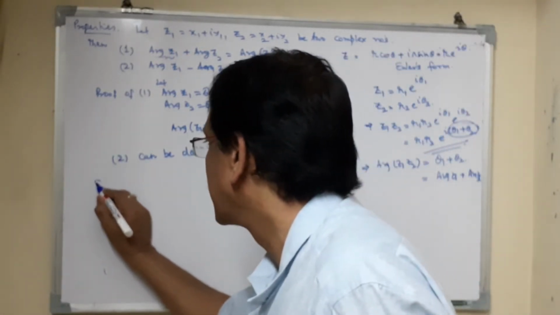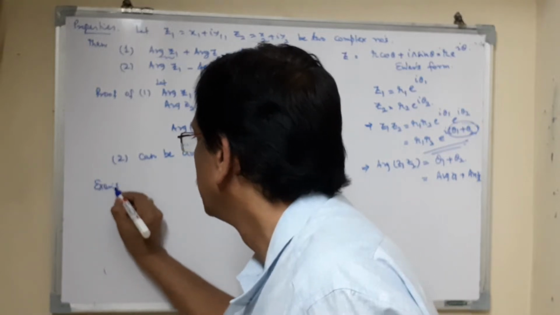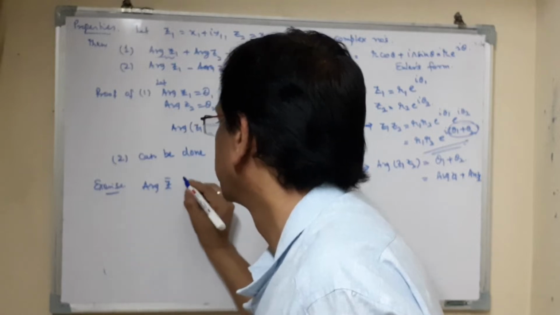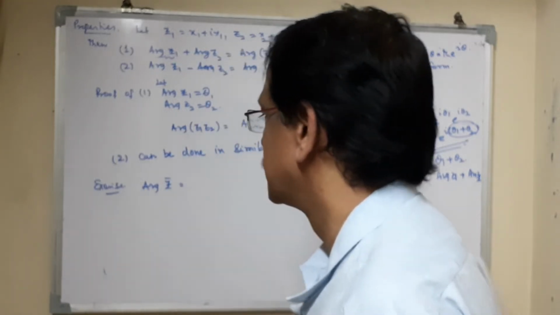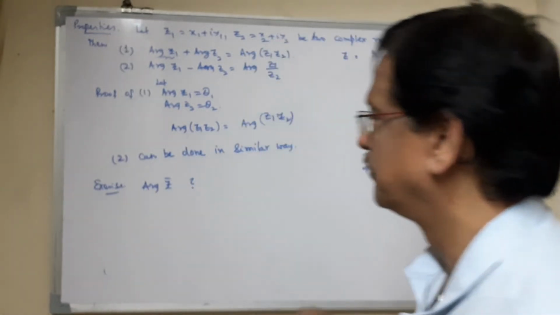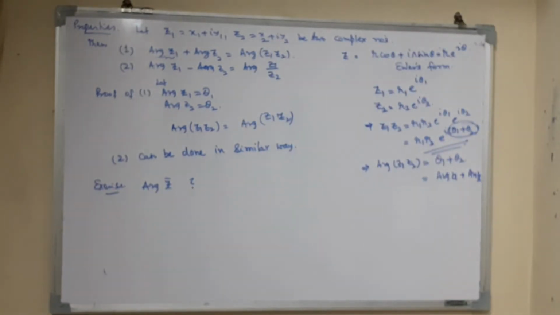Now, the exercise for this is, what could be arg Z bar? Show that arg Z bar, or find arg Z bar. I'm just leaving this as an exercise.